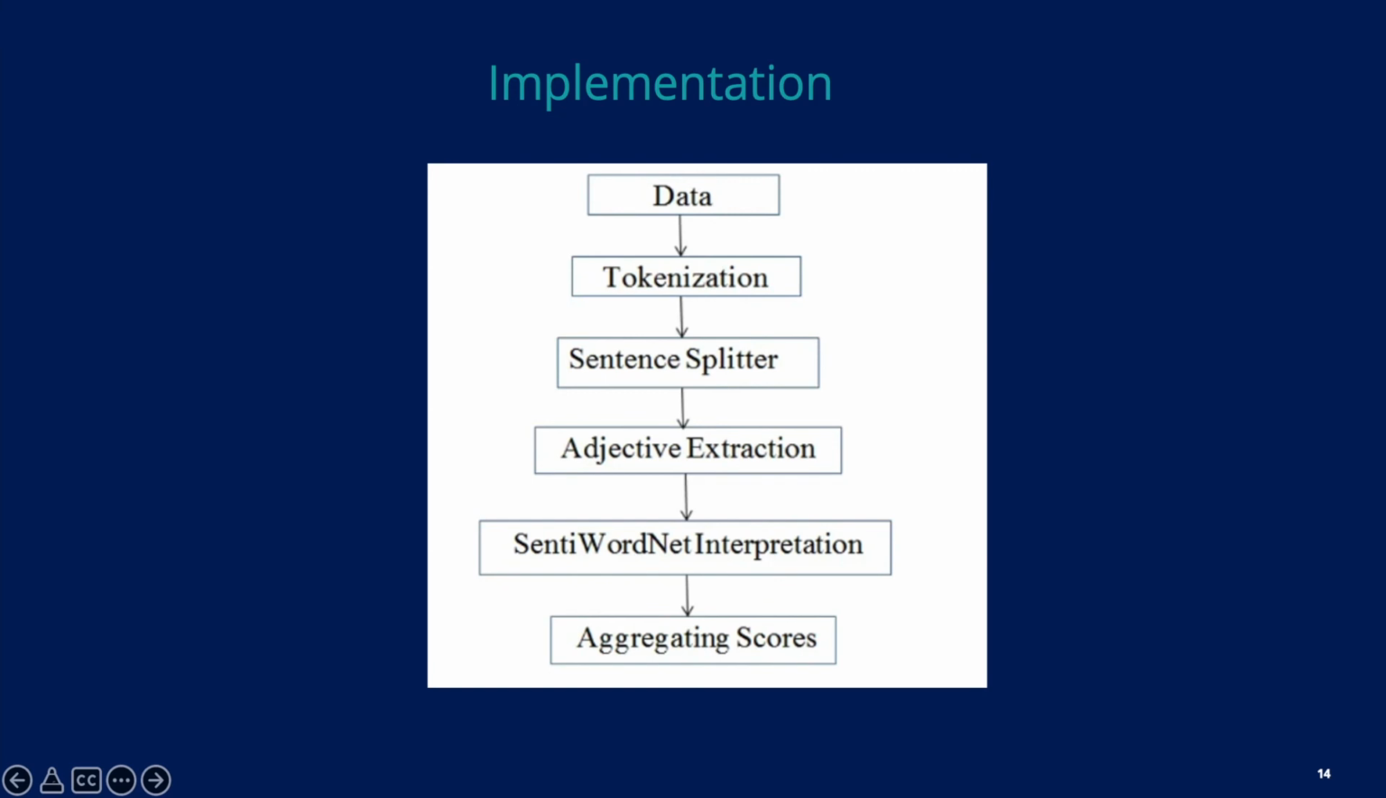After the pre-processing is done, these are the stages in which we get our sentiment. First, data is passed through tokenization, then a sentence splitter, adjective extraction, SentiWordNet interpretation, and it aggregates the scores. If you remember the previous example that we had seen, Samir had said Apple iPhone is a great phone, it is better than any other phone I have bought, in which after tokenization and sentence splitter, the two adjectives that we got were great and better. The positive scores were counted and the negative scores were counted using SentiWordNet interpretation, giving us a positive score. That is using aggregating scores.